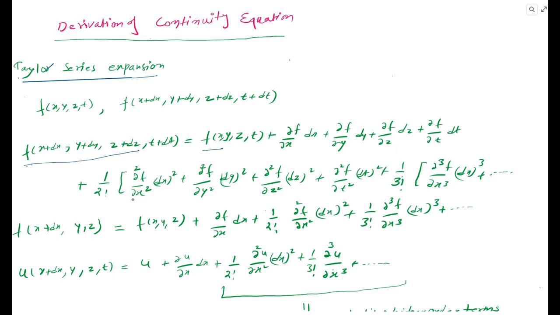So in a Taylor series expansion, we will get this expression. When the change in the function is only in the x direction, so x plus dx, and there is no change in y, z, or t, we can write only this: the partial derivative of function f with respect to x into dx, plus 1 upon factorial 2 times the double derivative of the function with respect to x into delta x squared, plus so on.